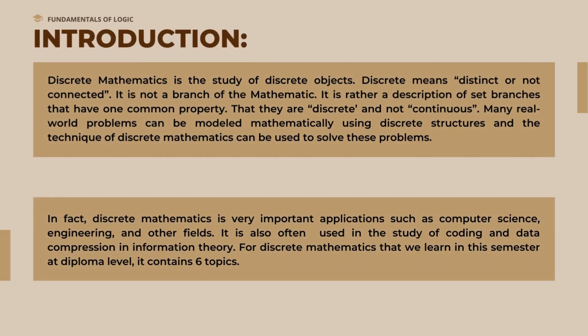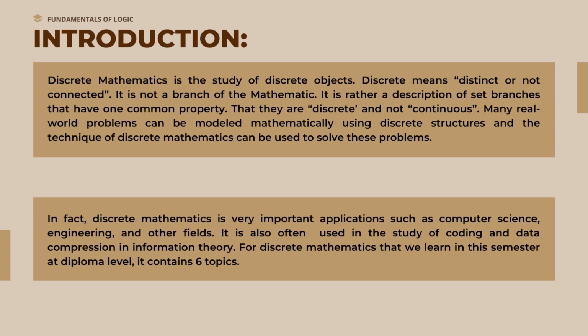Introduction. Discrete mathematics is the study of discrete objects. Discrete means distinct or not connected. It is not a branch of mathematics. It is rather a description of set branches that have one common property, that they are discrete and not continuous.